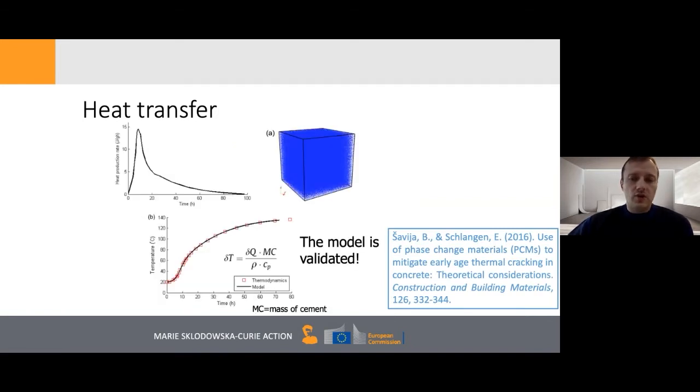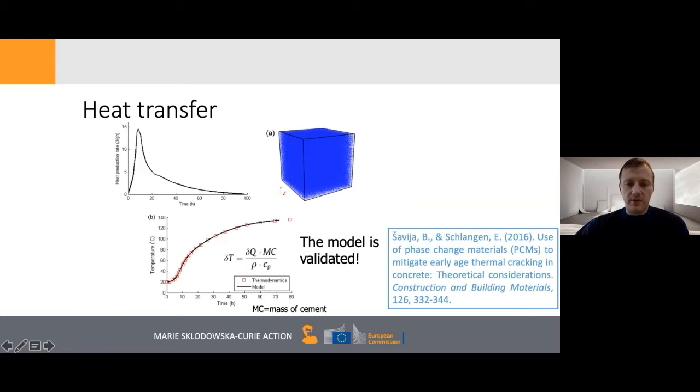So we then want to see if our model is doing what we want it to do. We implement a heat production rate from isothermal calorimetry. We implement that into our lattice. This is a very simple homogeneous mesh, and we implement these heat production rates in each node of this lattice and compare that to an analytical solution of this problem.